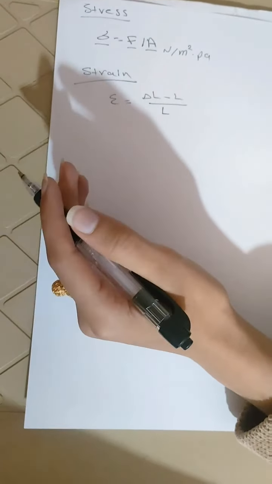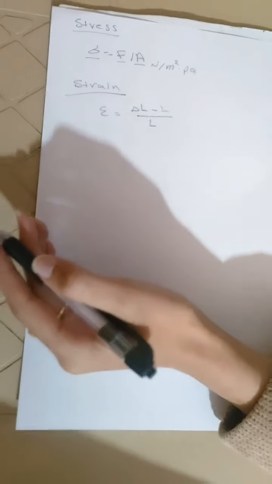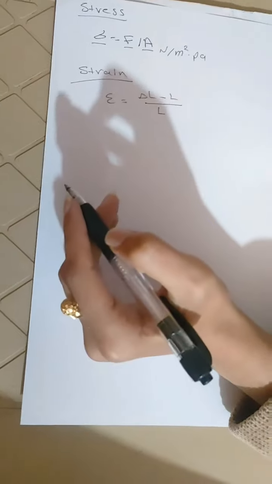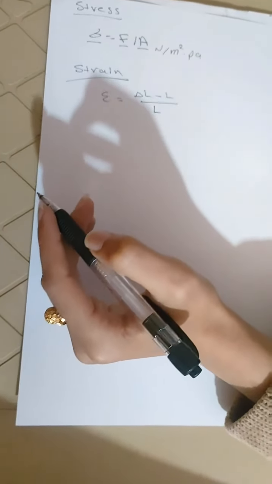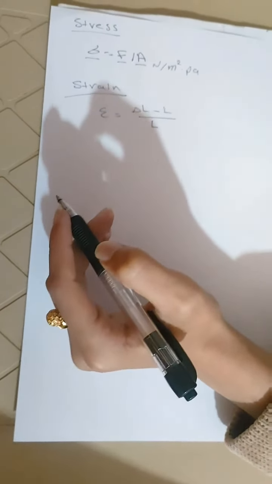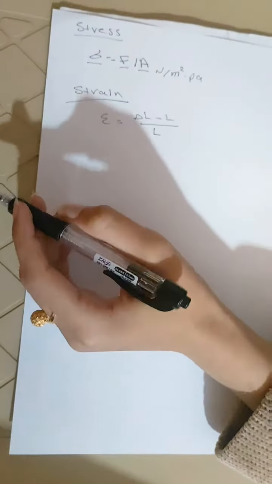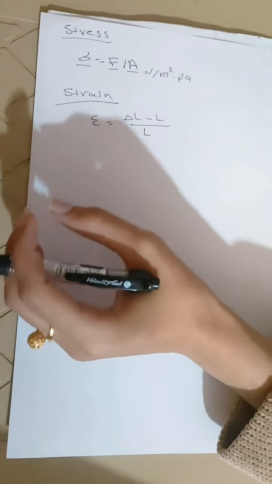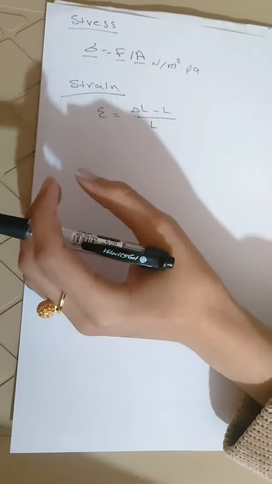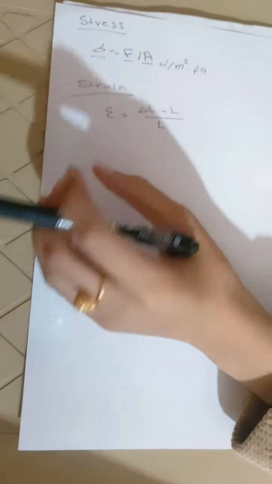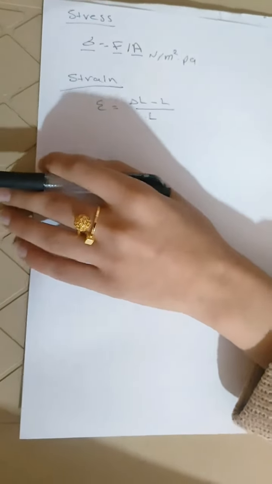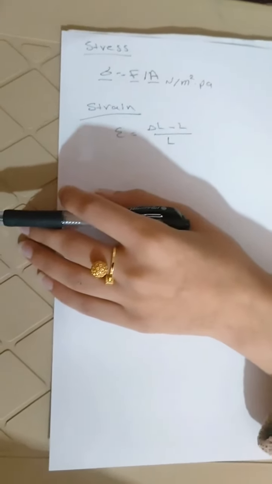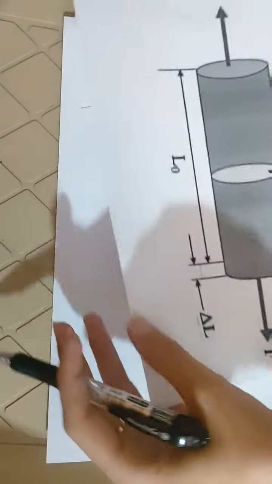Strain has three types depending upon the change produced in the body and the stress applied. The first type is longitudinal strain. It's the ratio of the change in length of the body to the original length of the body. Like this here.